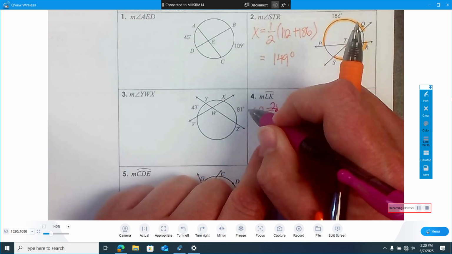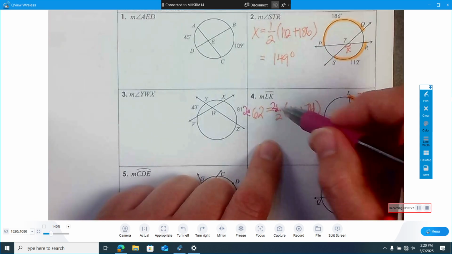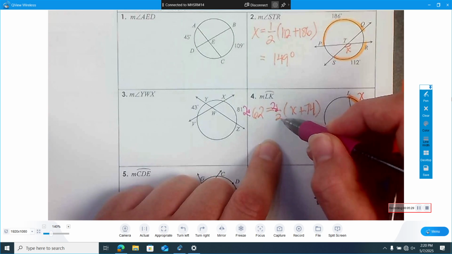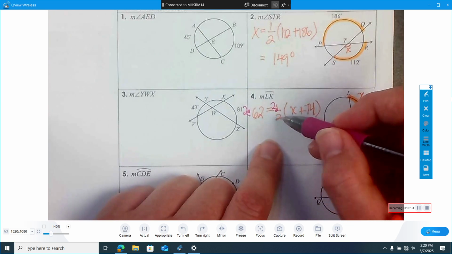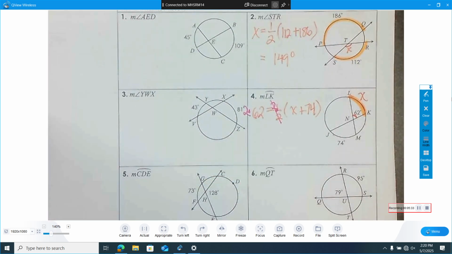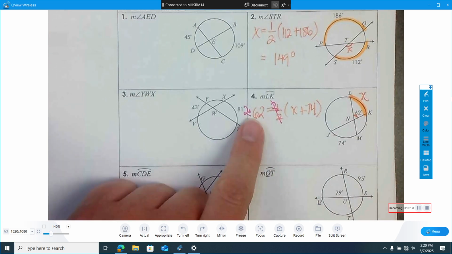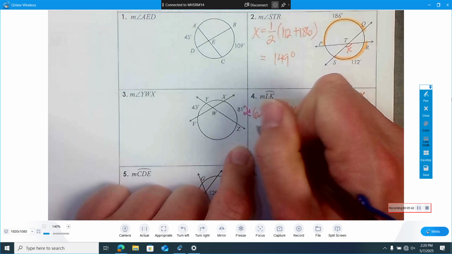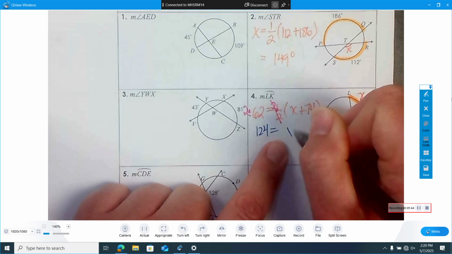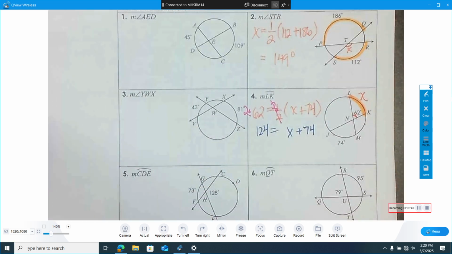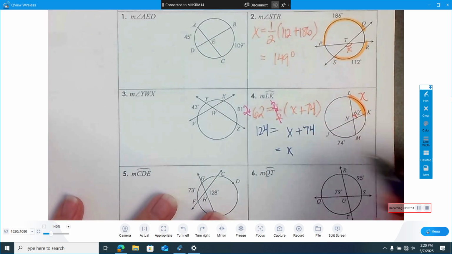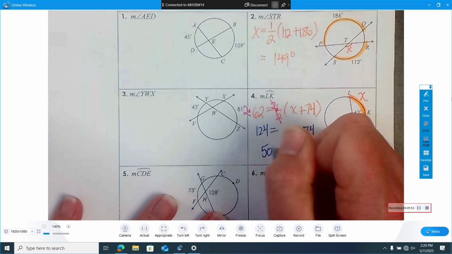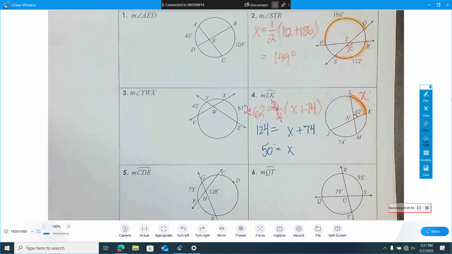I can multiply both sides by 2. What's 2 times 1/2? Not 0. 1. If you double a half, you get a whole. So that cancels out nicely and disappears for us, and we have 2 times 62. What is 2 times 62? 124 equals now X plus 74, and now how do you get X by itself? Minus 74. Super easy to do. We're going to get 50 degrees for our arc measure right there.